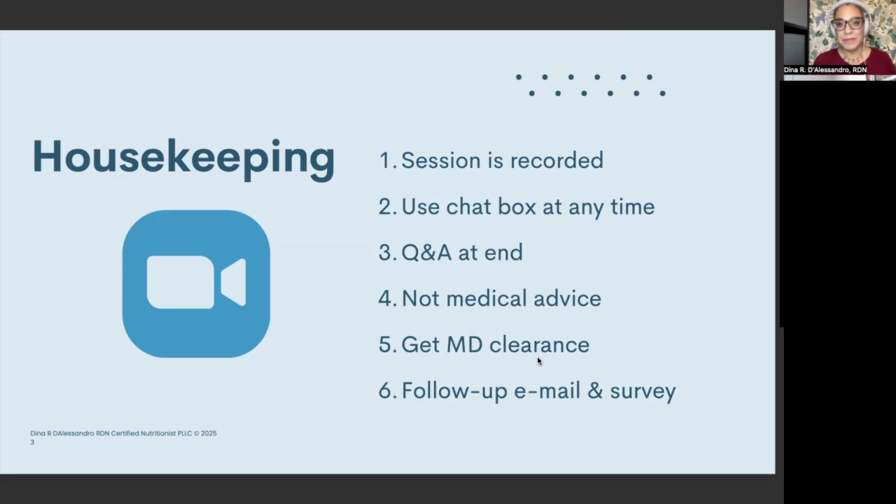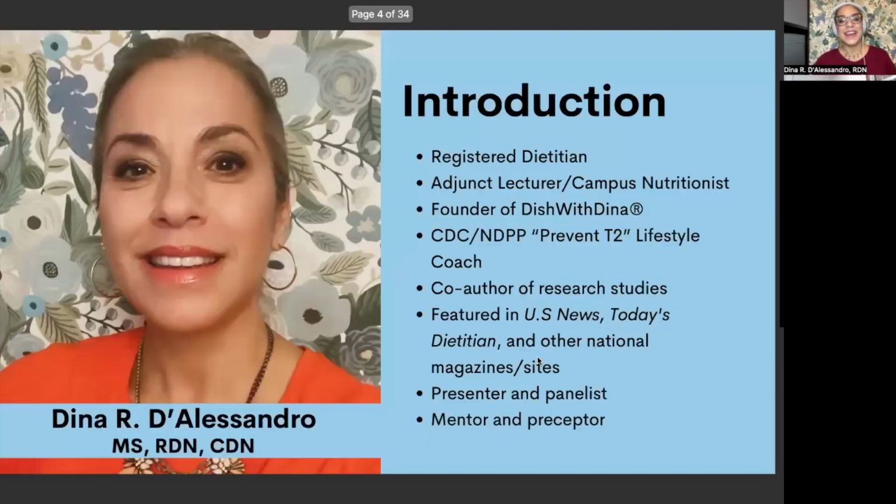Obviously, I want you to take away from this education and information, but not medical advice. Please make sure that you are working with your own healthcare providers if there's anything in particular that you need to pay attention to, or before you make any kind of adjustments to your own physical and mental health routines.